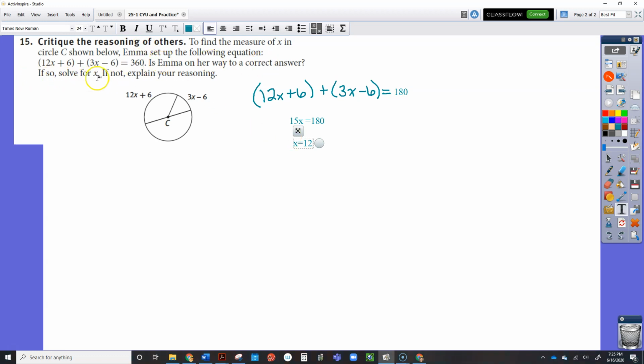We said why. Explain your reasoning. She had it equal to the whole circle, and those two just add together to equal the semicircle. So she should have had it equal to 180. And we found x. x was 12.